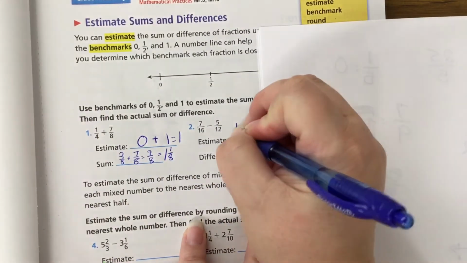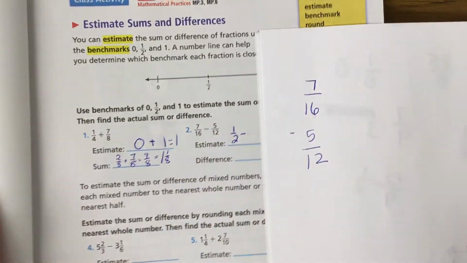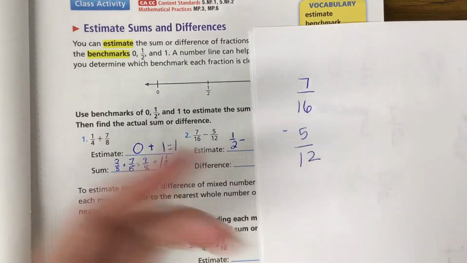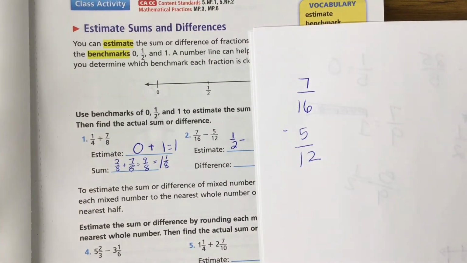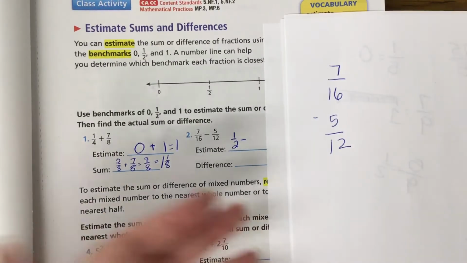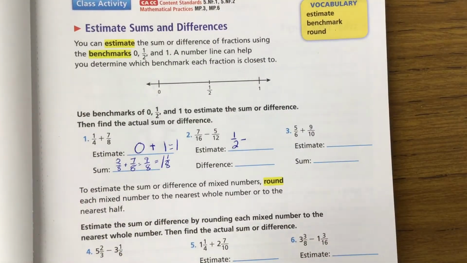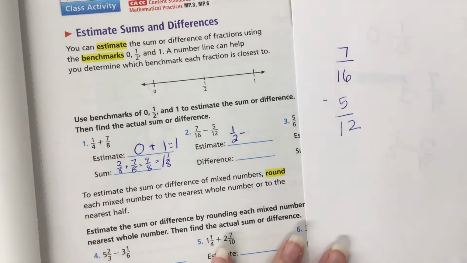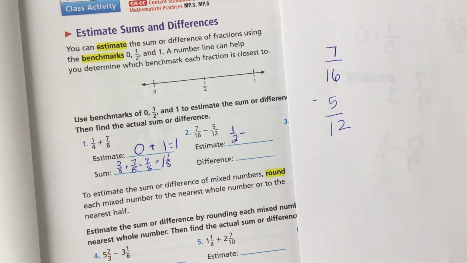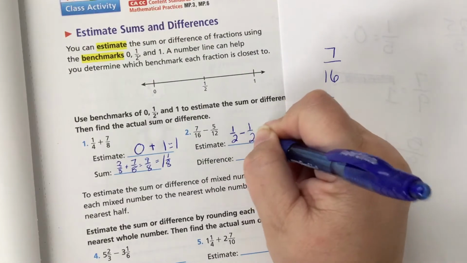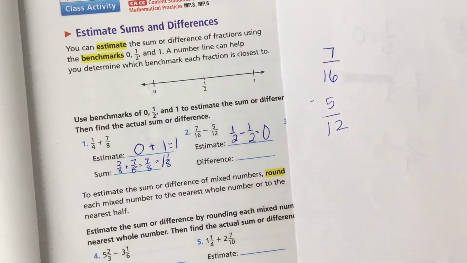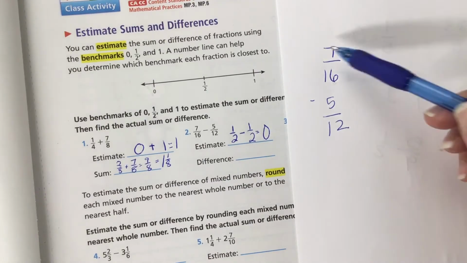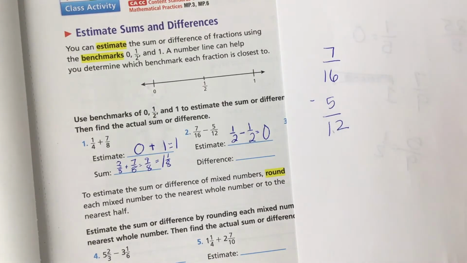So I'm going to do 1/2 minus, well, what's half of 12? 6. So 5/12 is really close to 1/2. What do you know? So 1/2 minus 1/2 is 0. So our answer is going to be really close to 0. Neither one of these will make it all the way to 1, but they're super close to 1/2.